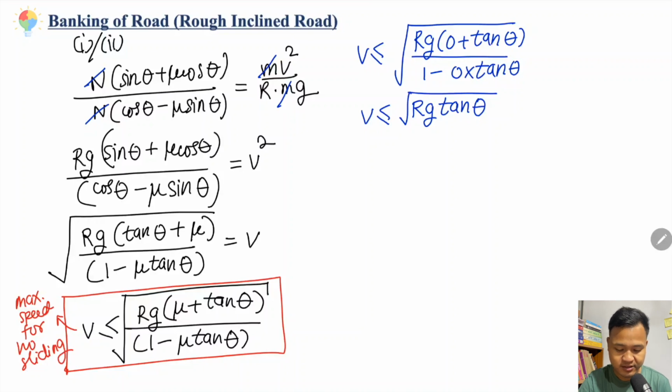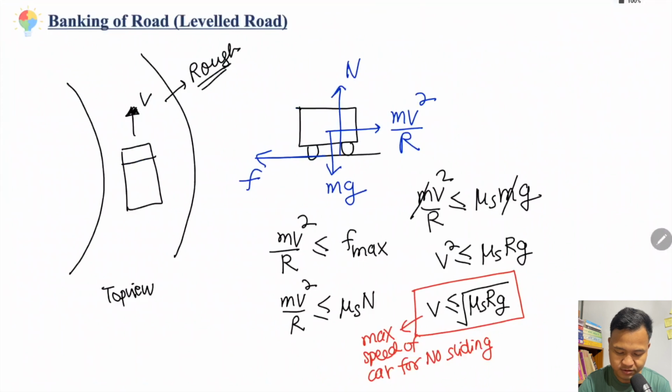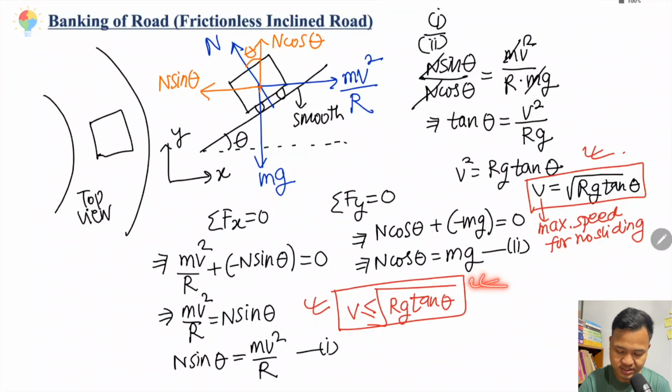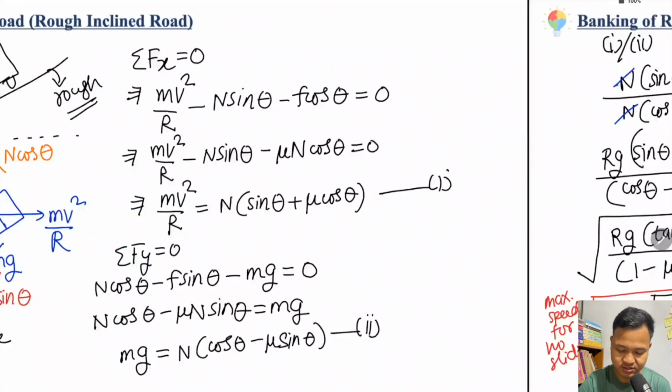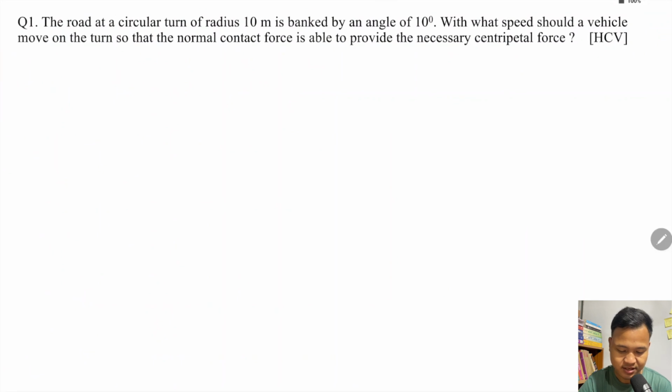Right, so for an inclined rough surface, this is the condition for the maximum speed. So we have covered the level road, the inclined frictionless plane, and the inclined rough plane. So the maximum speed is this. Now solve the questions, and that will be it for this lecture.